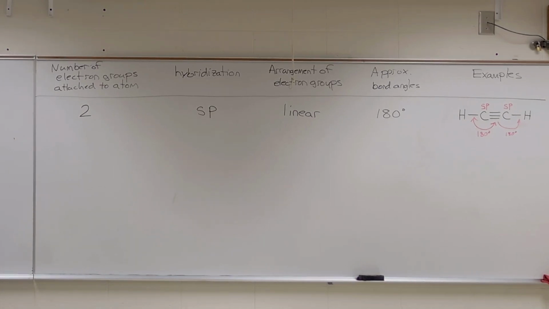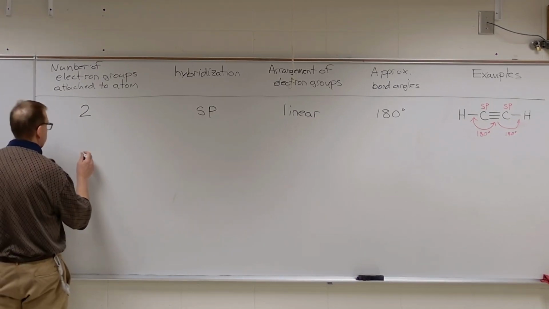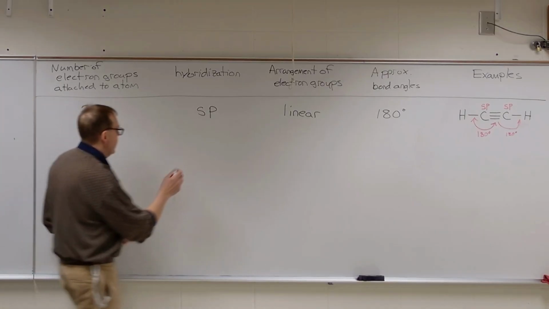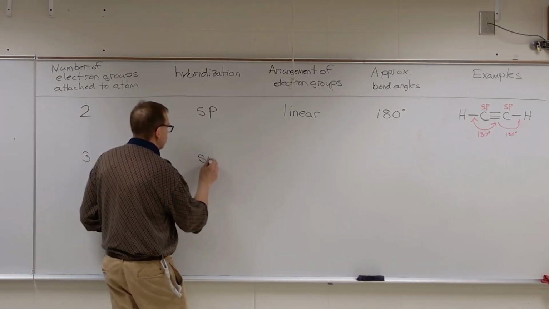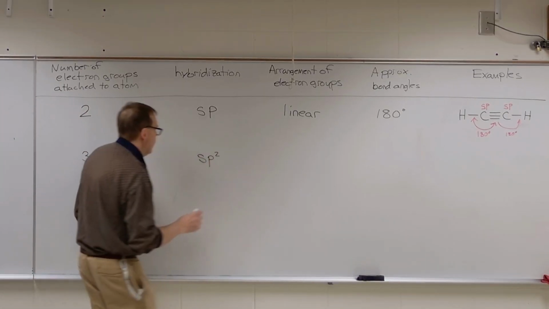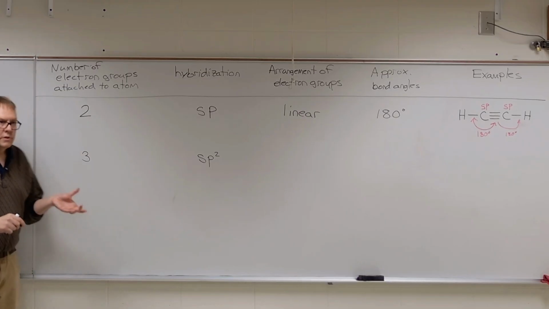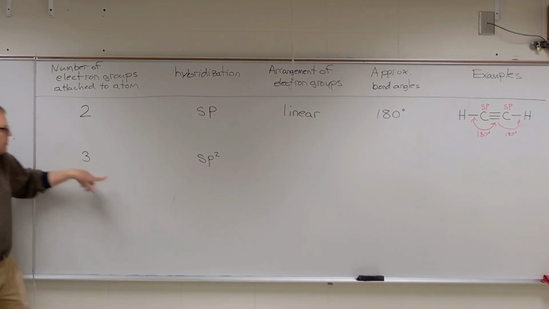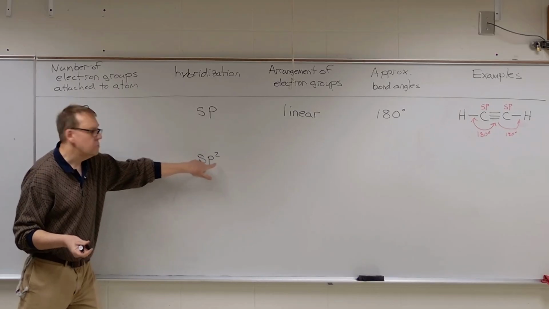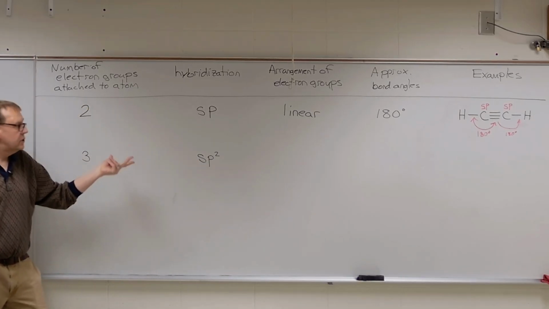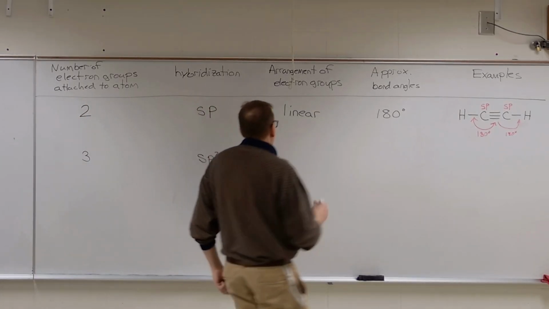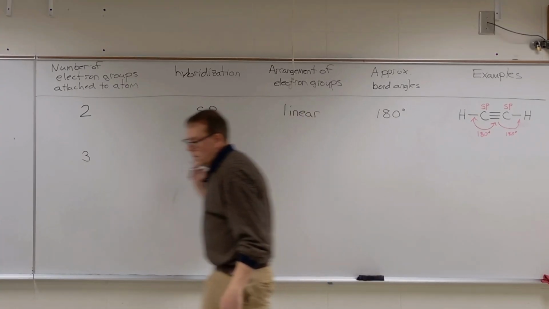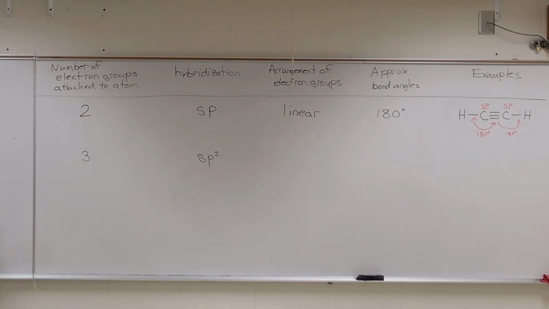The other option is, well, maybe you got 3 electron groups attached to you. Then, if you're an atom in that situation, you'd be sp2 hybridized. And again, you can kind of just count. If you're wondering, 3 electron groups, what's my hybridization? One s and 2 p's gives you 3 sp2. This geometry is trigonal planar.